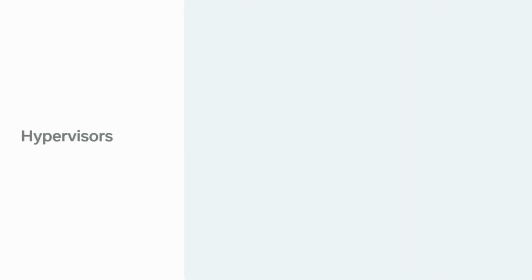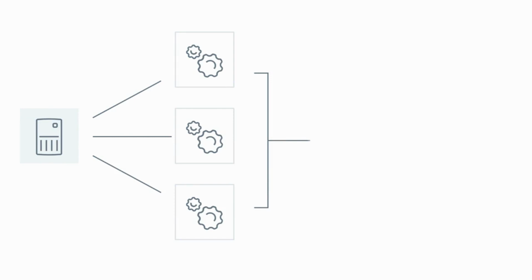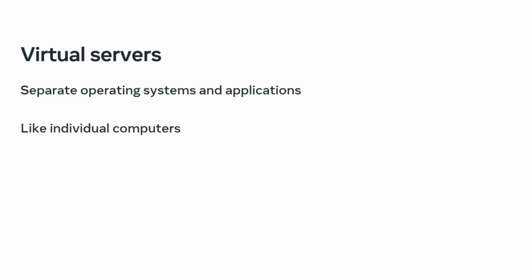Both technologies are used to host your applications and run them isolated from each other, but they work very differently. First is hypervisors, which are software used for virtualization. As you learned in the previous video, a dedicated server can be split into multiple virtual servers, also called virtual machines or VMs, using hypervisor technology. Each of the virtual servers runs separate operating systems and applications, and each works like an individual computer. And as such, they have dedicated IP addresses to communicate with each other.